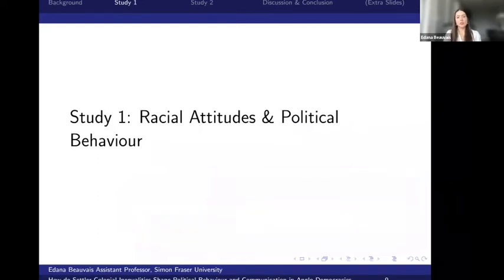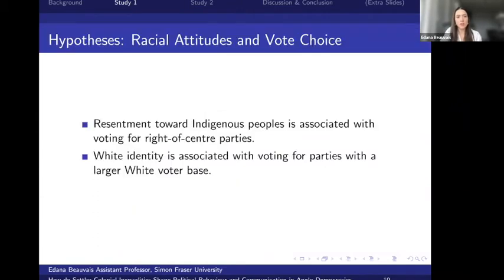Okay, so beginning first with study 1, racial attitudes and political behavior, or more specifically, voting behavior. In this study, I also looked at policy preferences, but I'm not going to have time to talk about that today, although I have extra slides, and I'm happy to talk about it in the Q&A. So first, looking at racial attitudes and vote choice. I hypothesized that among white settlers, their resentment towards Indigenous peoples will be associated with voting for right of center parties, in particular the Conservative Party of Canada. I drew this hypothesis given the existing literature on the topic.